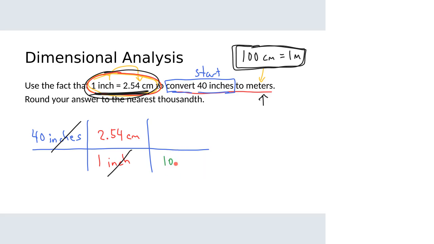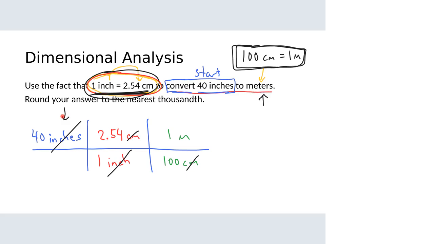I'm going to put my 100 centimeters down here and my 1 meter up there. And the reason that I put them in those places, it's not random, it's not guessing. I have centimeters here that I need to get rid of. So I need to put centimeters on the bottom so that those will cancel. And now the only units left are meters. That's what I was trying to get to. That means I'm done with all my unit fraction stuff.